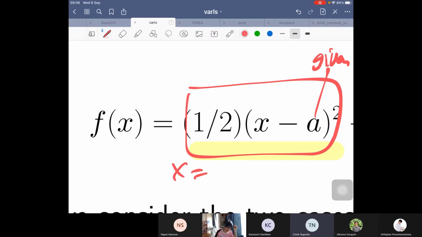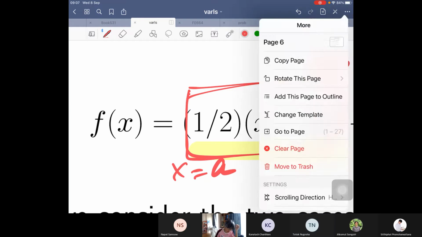I'm sorry. The question is the function in the red box, just a parabola centered at A. If you minimize this function, what is the optimal solution? X equal to A. Yes, obviously, x equals A, right?